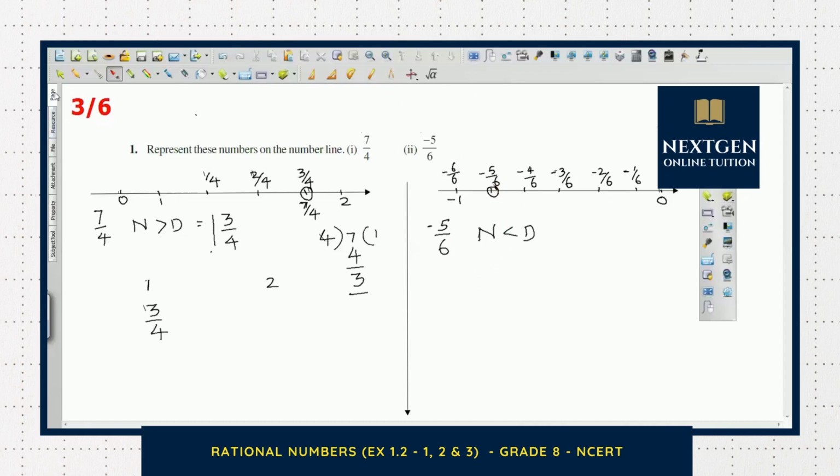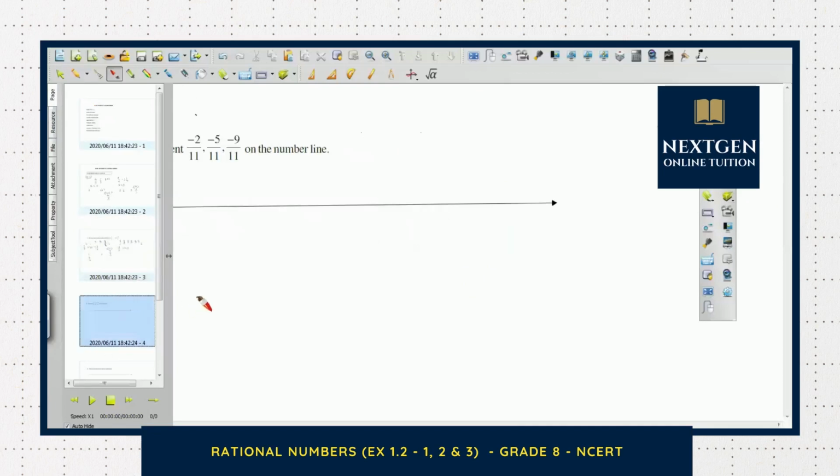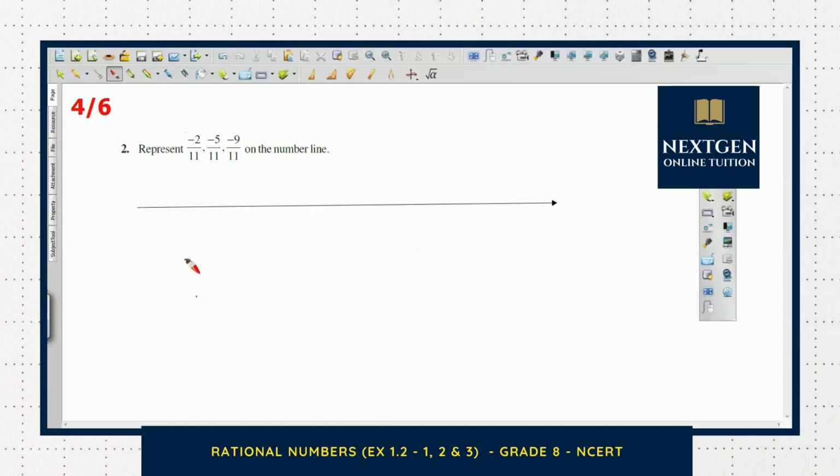Okay. Shall we move to the next topic? Represent minus 2 by 11, minus 5 by 11, minus 9 by 11 on the number line. They have directly given the values to locate. So what are we going to do now? Since this is a negative value, we need to move to the left side. So this is 0 and this is minus 1.